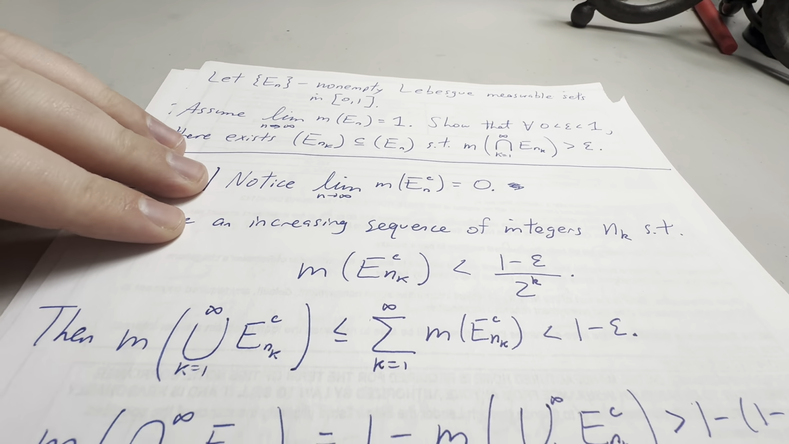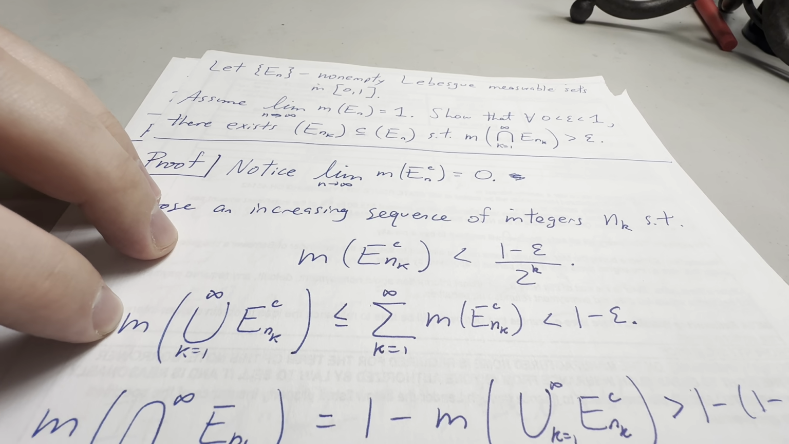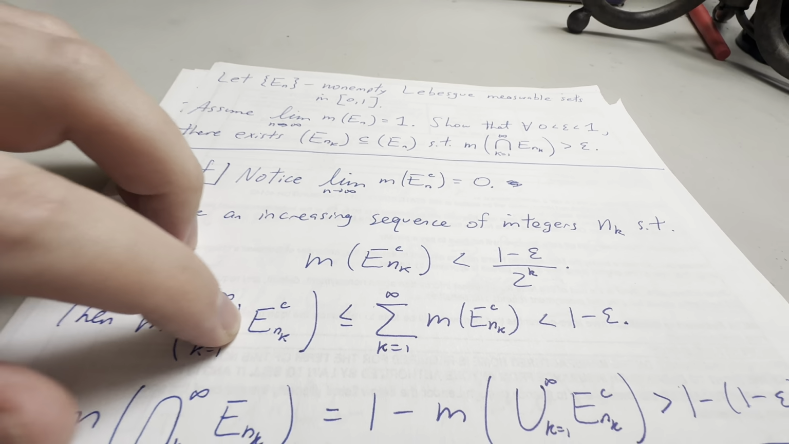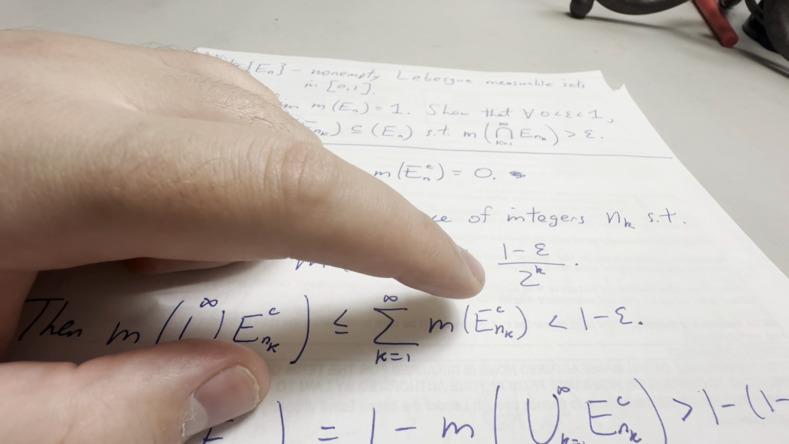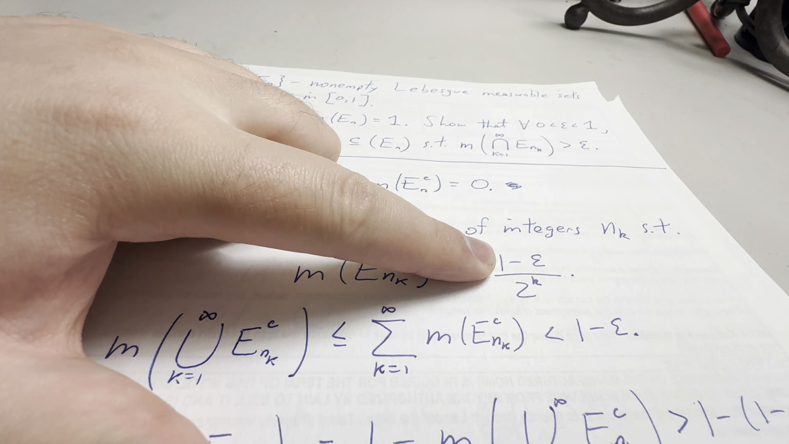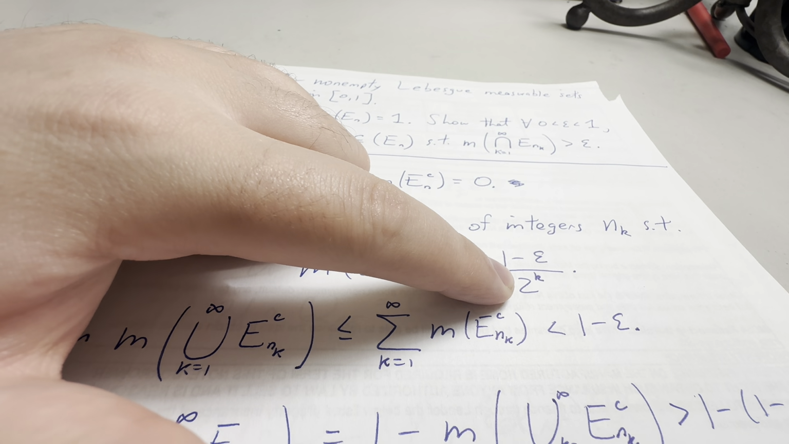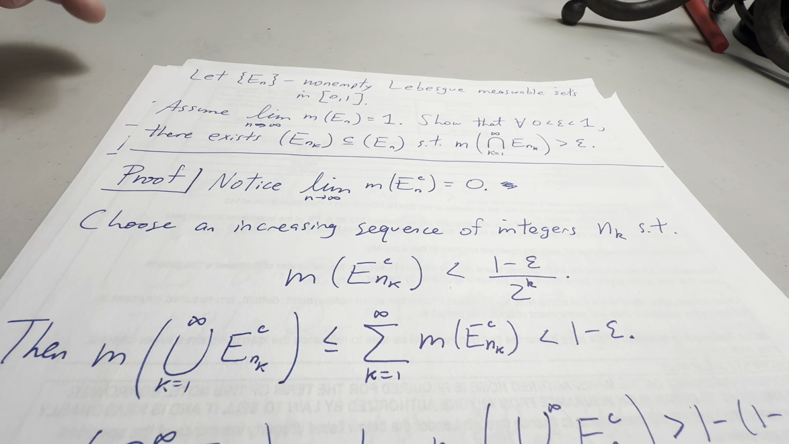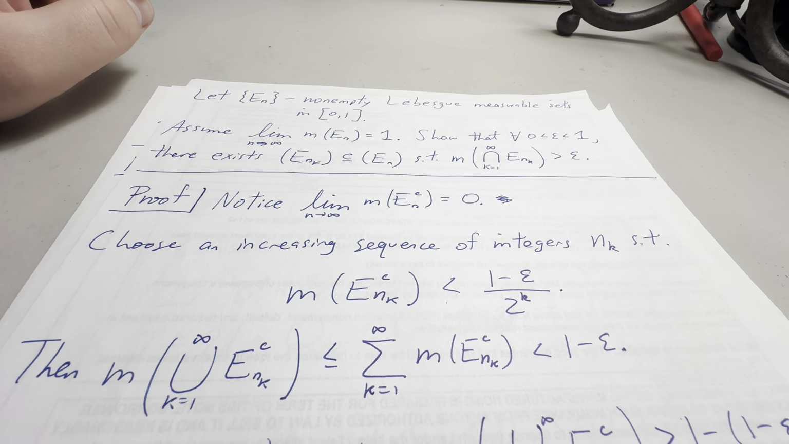And then, if we look at the union of those E_{n_k} complements, and then take the Lebesgue measure of it, we can apply countable subadditivity and get that this measure is less than or equal to the sum of the measures of E_{n_k} complement, but the measure of this is bounded above by (1 minus epsilon) over 2 to the k. And then the 1 minus epsilon can be carried out of the sum, and then the sum of 1 over 2 to the k, where k goes from 1 to infinity, gives me 1. In which case I'll get 1 minus epsilon times 1, which is where this 1 minus epsilon is.